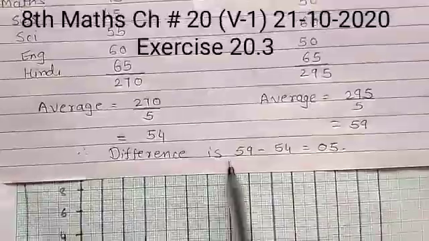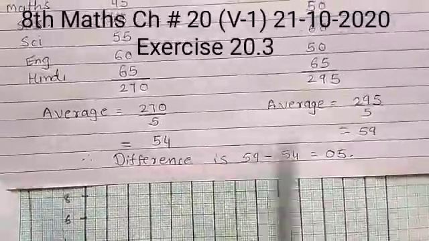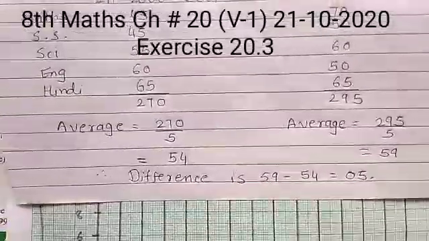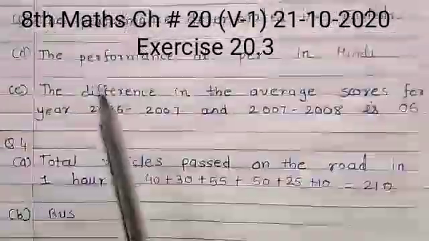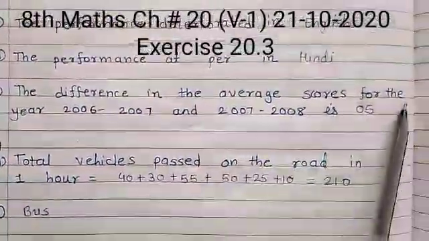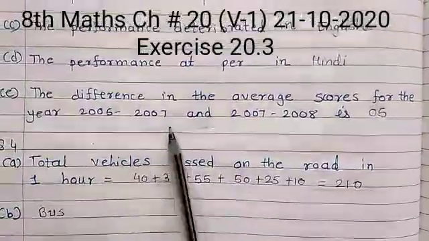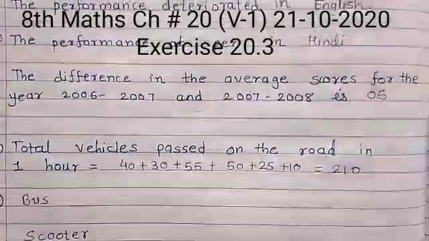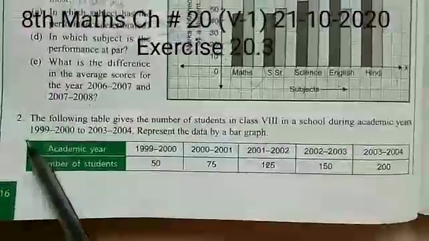So what is the difference in the average? The difference is 59 minus 54, which is equal to 5, right? So we can write that the difference in the average scores for the year 2006-2007 and 2007-2008 is 5. Okay.